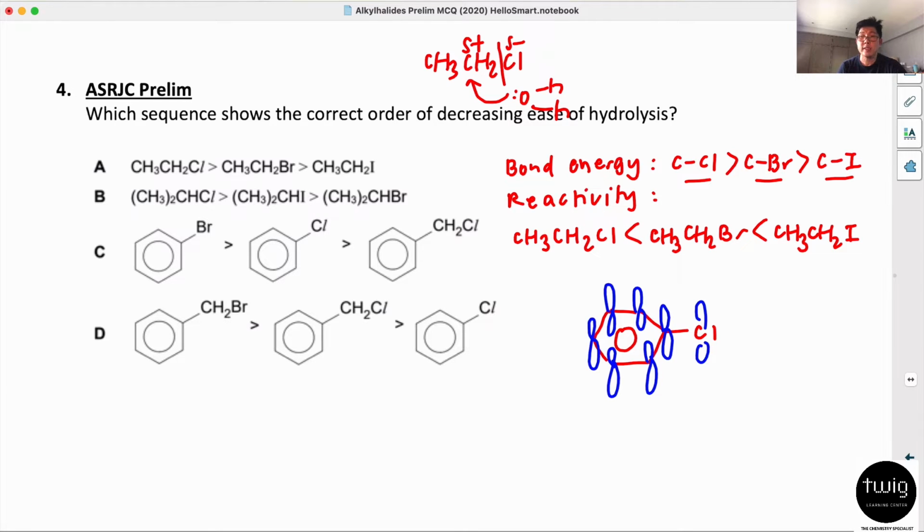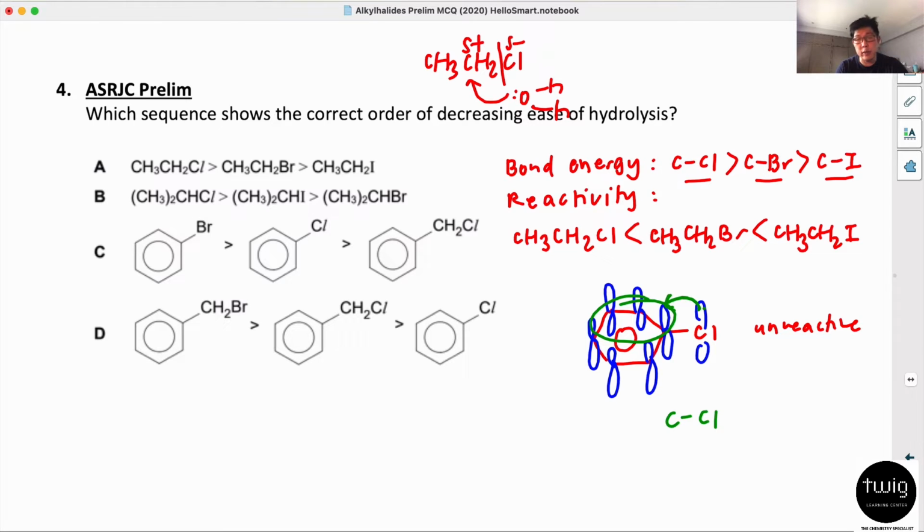All right. And something you can also take note of: halogenoarenes are kind of unreactive. This one's actually unreactive because the lone pair in the p orbital of Cl can delocalize into the benzene ring. Once it delocalizes, it gives the bond what we call partial double bond character, so the C-Cl bond is strengthened by this delocalization. So it'll be very hard to undergo hydrolysis.